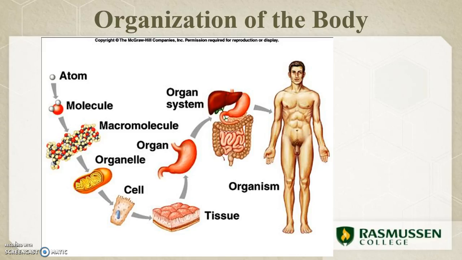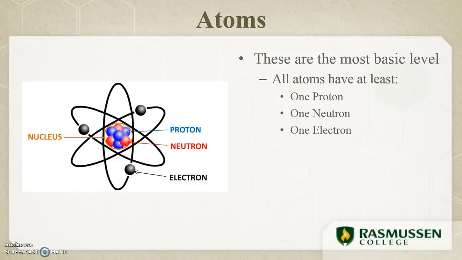Now, your human body is organized by increasing levels of organization. Those levels start at the very base with atoms, then molecules. Molecules then move in to make cells. Cells become tissues. Tissues become organs, and organs become an organism. So let's go ahead and take a look at each of those categories a little bit more.